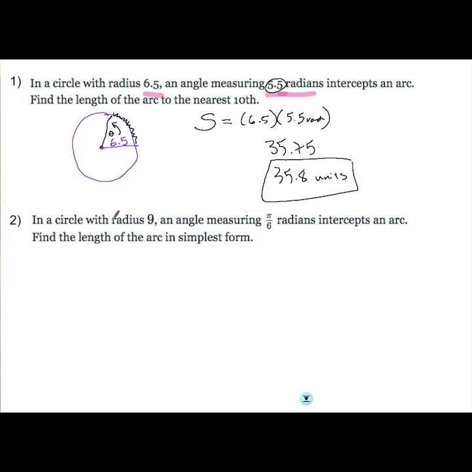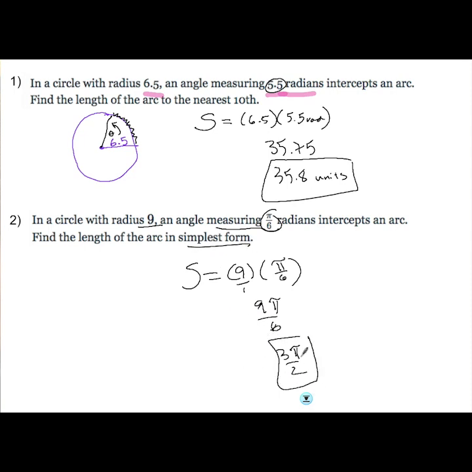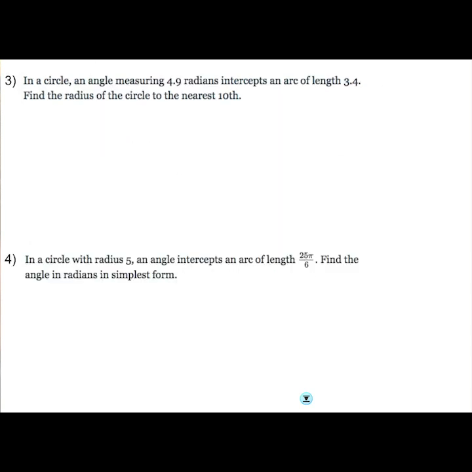Okay, let's try another one. The circle has a radius 9. Its angle measurement is pi over 6 radians. We're going to straight up use this formula. So S equals 9 multiplied by the rotation in radians, pi over 6. This is 9 pi over 6. Think about it this way: 9 times pi, 1 times 6, 9 pi over 6. I can simplify that a little bit. That's 3 pi over 2. There's a common multiple here and here. It says in simplest form. Use this pi button when you do your Delta Math, okay? So that's the length around the circle when the radius is 9 with this as my rotation.